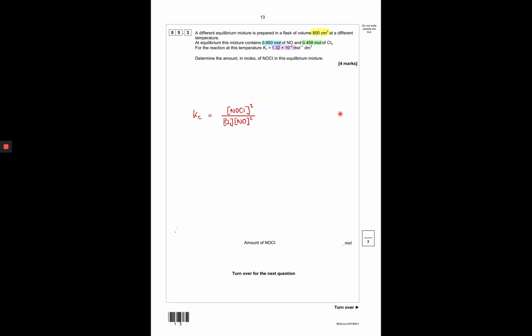Now, exam technique, right? So many of you just stuck numbers into this expression, and yet your unknown was here, and then you had numbers here, and numbers here, and a number here. Honestly, it just makes it so much more likely that you're going to make a mistake. Rearrange the equation so that the thing that you're trying to find is on its own, that it's the subject of the equation. So multiply both sides by Cl2 and NO squared, right? And then square root it.